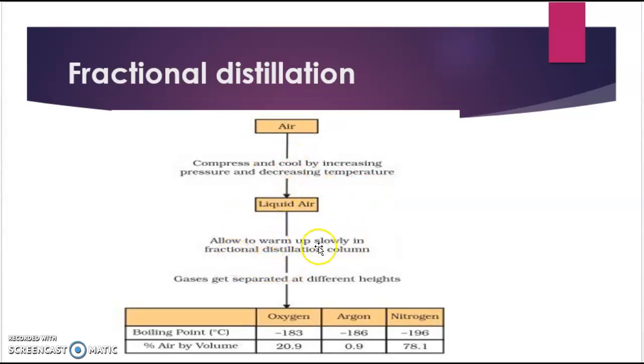Now we have to allow it to warm. We warm it slowly in a fractional distillation column, and the liquid air, according to the boiling points of its components, gets separated at different heights. For example, the boiling point of oxygen is minus 183, argon minus 186, and nitrogen minus 196. So they get separated at their boiling points when we start heating them. This way we can separate different types of gases from the air mixture.